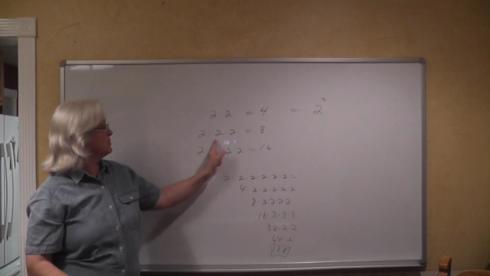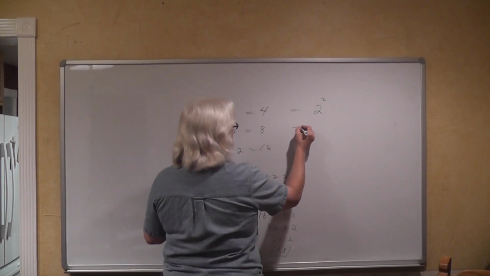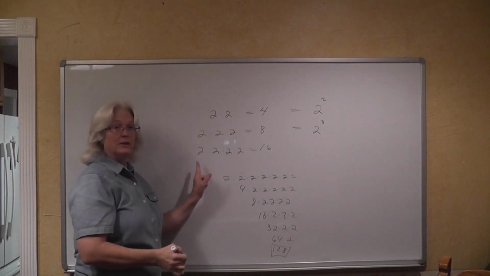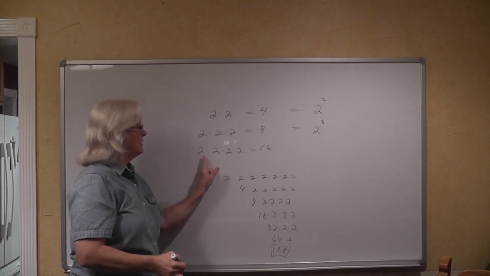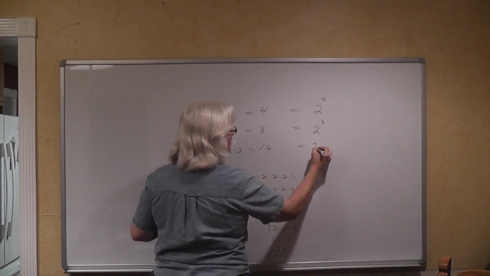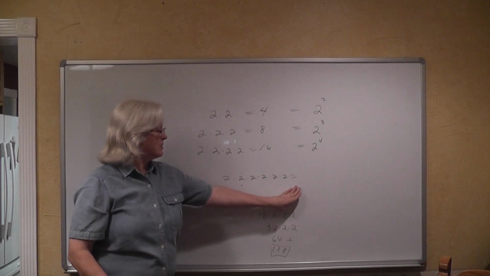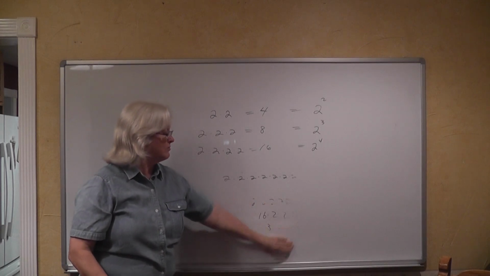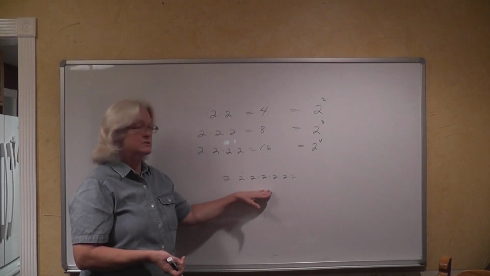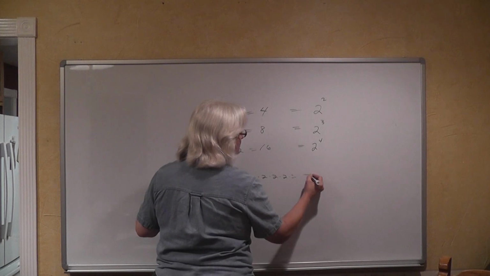How many times did we use 2 here as a factor? We used it 3 times. How many times did we use it here? 1, 2, 3, 4. We used 2 as a factor 4 times. What about this problem down here that we started off with? How many times did we use 2 as a factor? We used it 7 times.